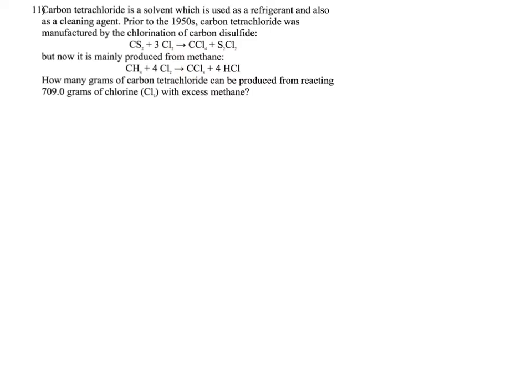So the first thing you have to do is figure out which of these equations you're using. And in the second equation it says it's now mainly produced from methane. So we know that this is the equation we need to use. And we've got to figure out what we have and all that kind of stuff. So it says how many grams of carbon tetrachloride.